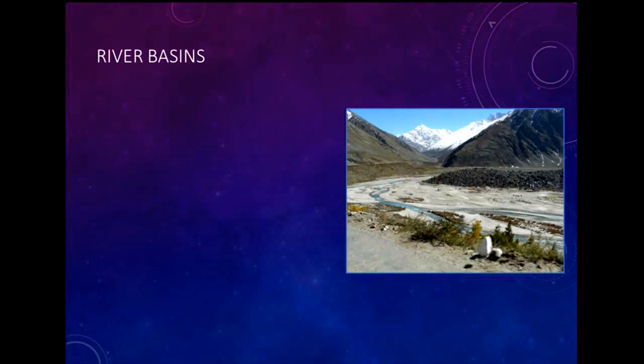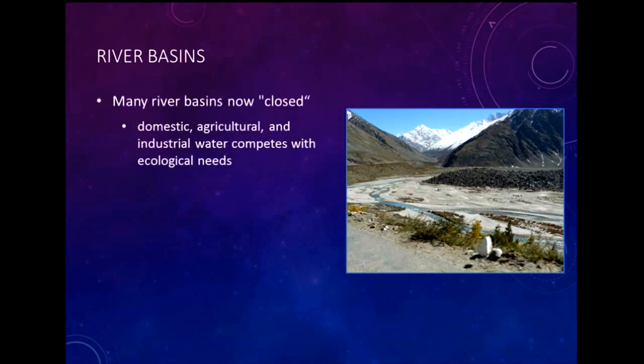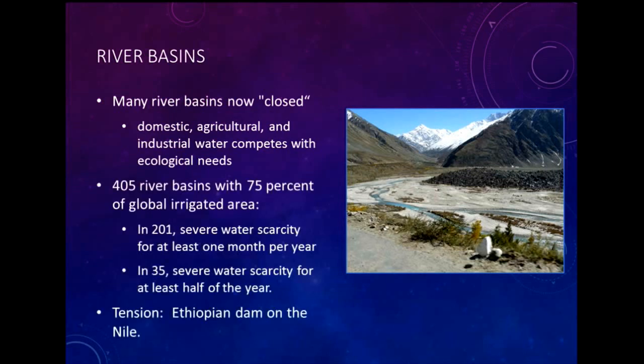We can talk about river basins. A lot of farmers get their water from rivers. Many river basins around the world are now closed, and that means that domestic and agricultural and industrial water needs compete with ecological needs for water. So we cannot expand the use of that water from those river basins.